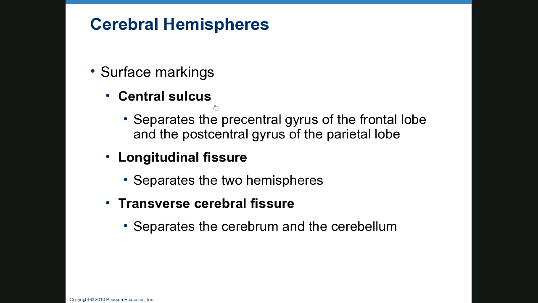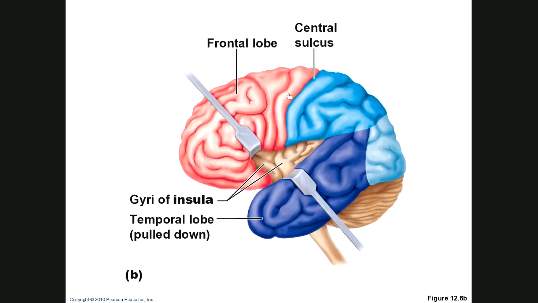Okay, the central sulcus, which we'll look at in a picture in a minute, separates the precentral gyrus of the frontal lobe and the postcentral gyrus of the parietal lobe. The longitudinal fissure separates the two hemispheres. The transverse fissure separates the cerebrum and the cerebellum. Here is our central sulcus, frontal lobe here, and to see the insula, you have to actually pull the temporal lobe down and the frontal lobe up, so it's hiding inside.